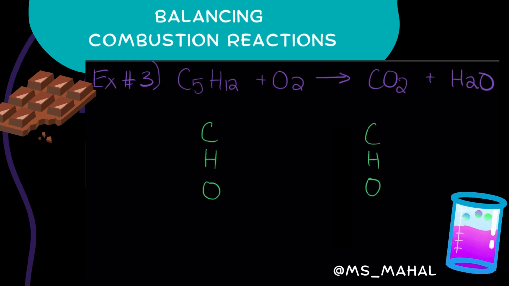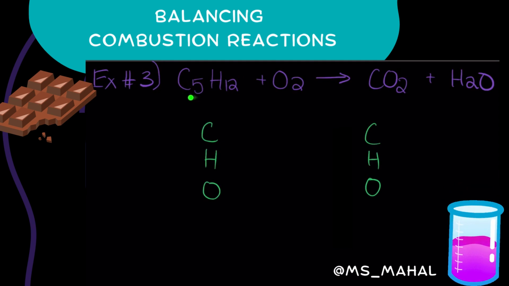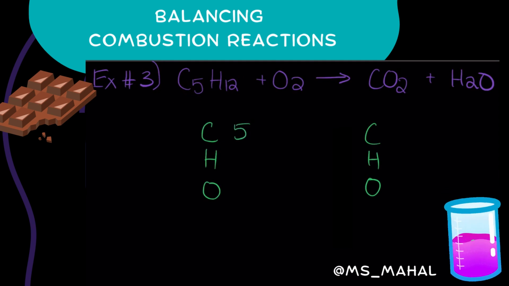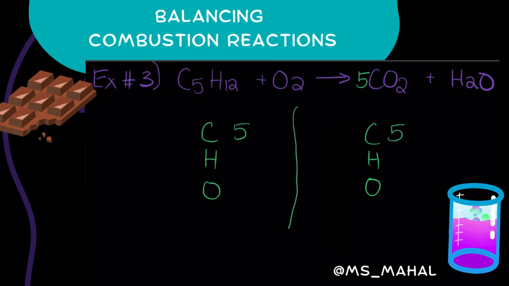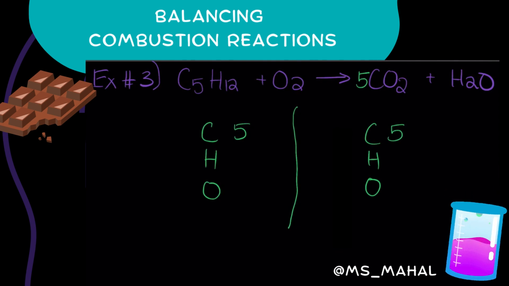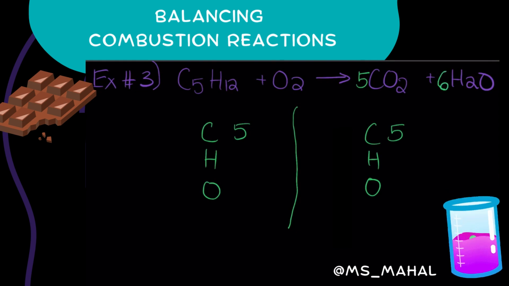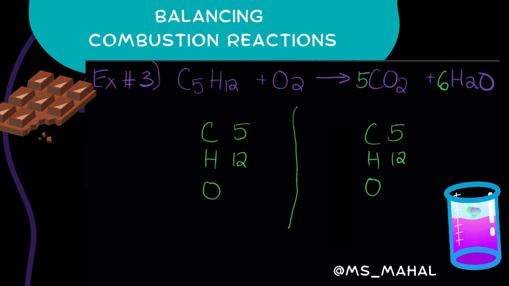Okay, so if we're balancing it, we're going to go ahead and look at our carbons first. So on the left, I have 5 carbons here, which means I'm going to need to add a coefficient of 5 to my carbon dioxide. Now let's go ahead and look at our hydrogens. So on the left, I have 12 hydrogens. On the right, I just have 2, so I'm going to need to add a 6 to that. Now both of them will be 12.